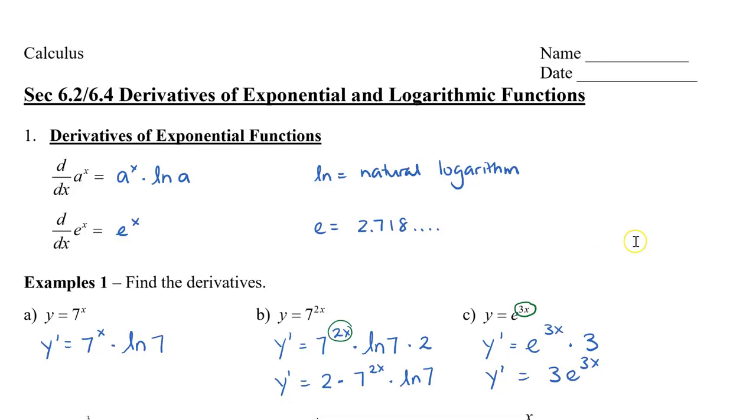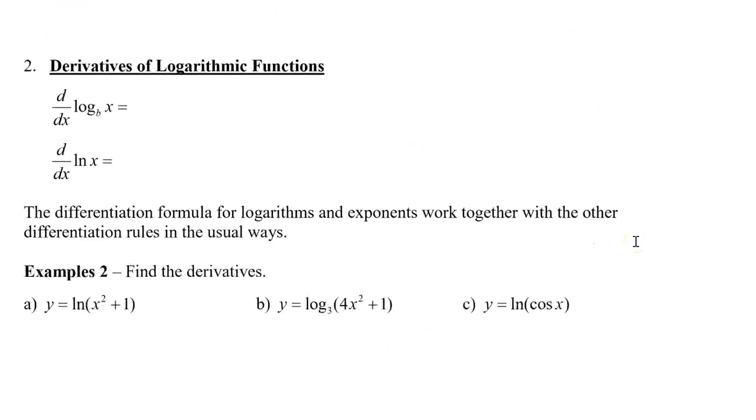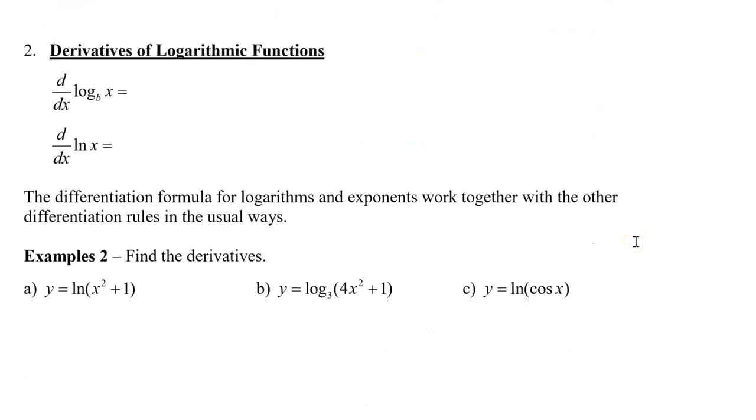So now let's take a look at the derivatives of logarithmic functions. So the couple of rules that you need to know. The derivative of log x with a base of b is 1 divided by x times the natural log of b, where x is greater than 0. And then the derivative of the natural logarithm of x is going to be 1 divided by x. And again here, x has to be greater than 0.